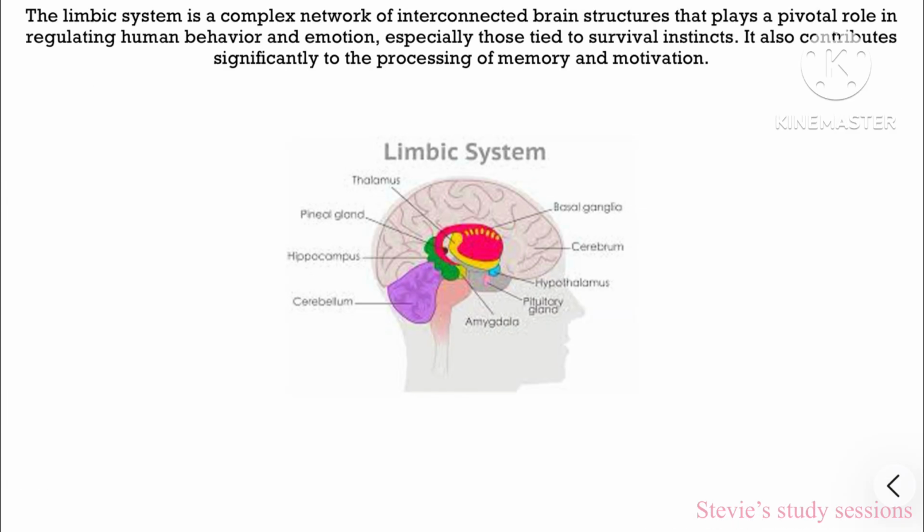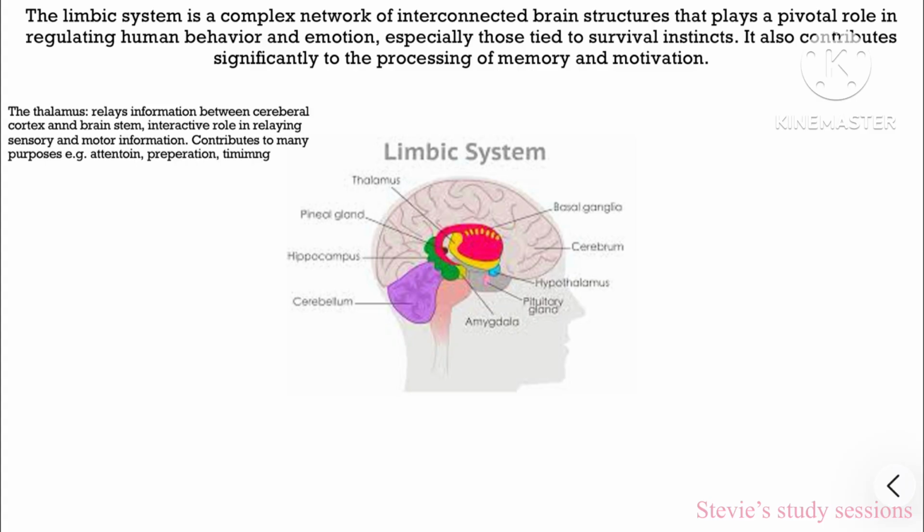The limbic system is a complex network of interconnected brain structures that plays a vital role in regulating human behavior and emotion, especially those tied to survival instincts. It contributes significantly to memory processing and motivation. Parts of the limbic system are the thalamus, the pineal gland, the hippocampus, the cerebellum, the amygdala, the pituitary gland, the hypothalamus, the cerebellum, and the basal ganglia.